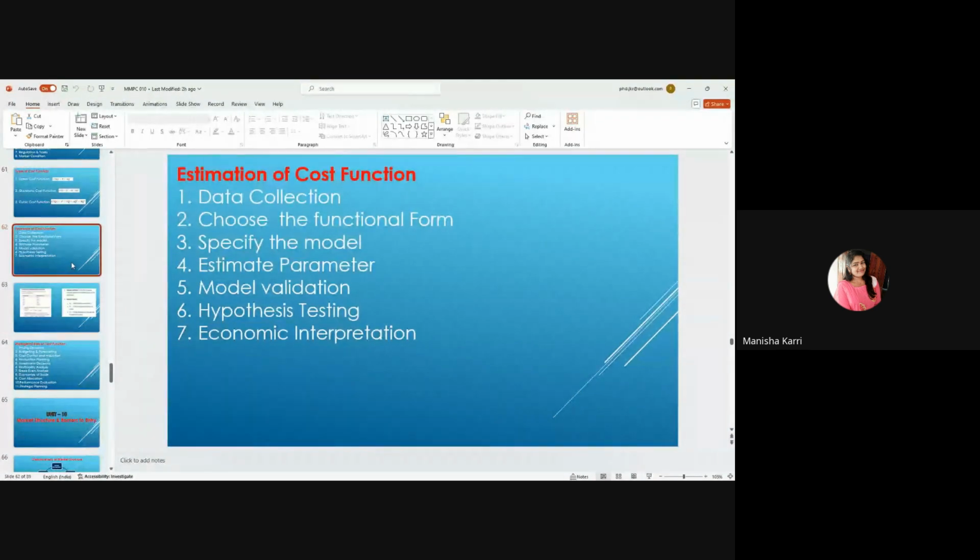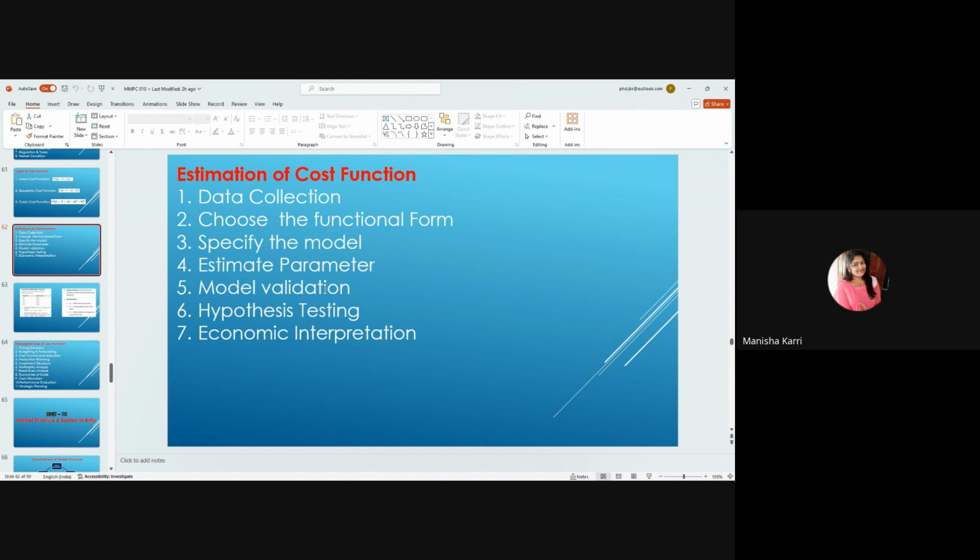After that, the second step is choosing the functional form. As we have just discussed the types of cost functions, we need to choose the best cost function among them and decide on the appropriate functional form. Common forms, as we discussed, are linear, quadratic, and cubic. Another cost function is log linear, which is very rare. Generally, everyone will use linear, quadratic, or cubic.